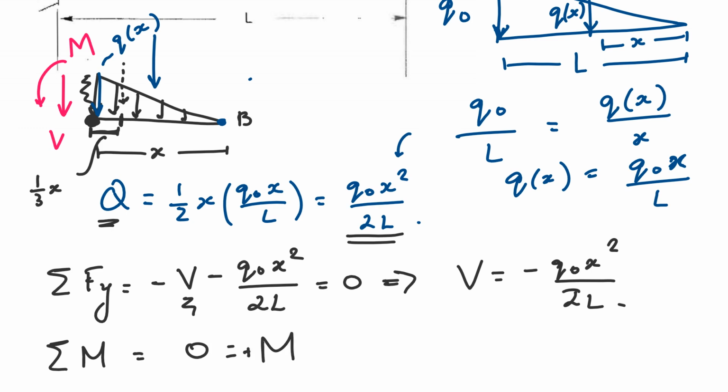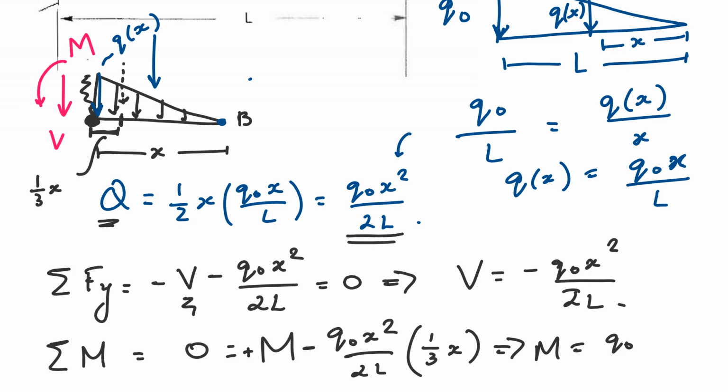So plus M. Alright? And now we have to take into account this one. And this one you can see is going to be clockwise. So it's going to be negative. And then it's going to be equal to Q, which is Q naught x squared over 2L times this distance, 1/3 x. That's why it's very important to know what is the exact location of this thing, because you have to always multiply it by this arm. And this is equal to 0, so this means that M is equal to Q naught x cubed over 6L. Okay, perfect.